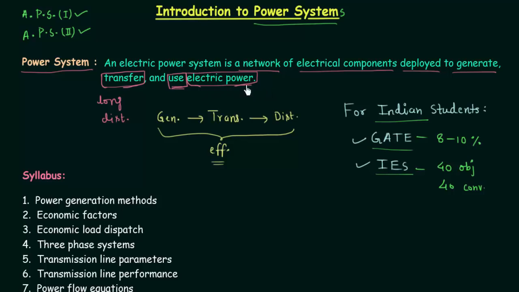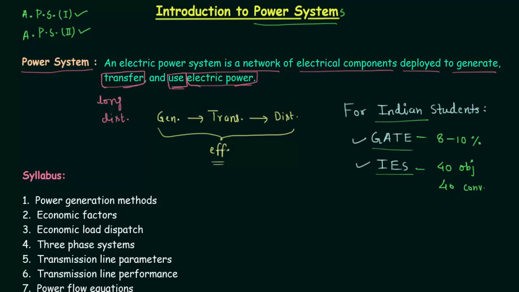So for cheaper electric power, these three processes must be efficient. So this is what we are going to study in this course. And regarding the generation, I will explain how the electric power is generated using different methods. In that, we will study thermal power plant, nuclear power plant, hydropower power plant, and a few other power plants. These three power plants are very important: thermal, hydro, and nuclear.